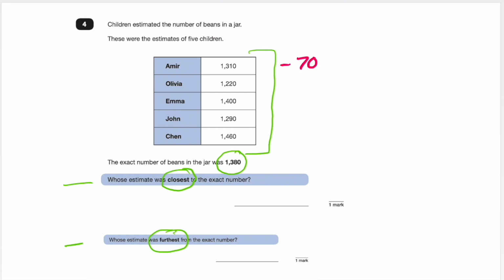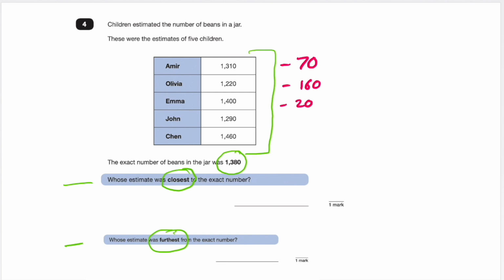Olivia guessed 1,220, quite a long way away, Olivia. That's 160 away. I'm just doing it in my head, but if you wanted to work it out, you could simply do some column addition and subtraction in the space around. Emma guessed 1,400. Wow, Emma, that's only 20 away.